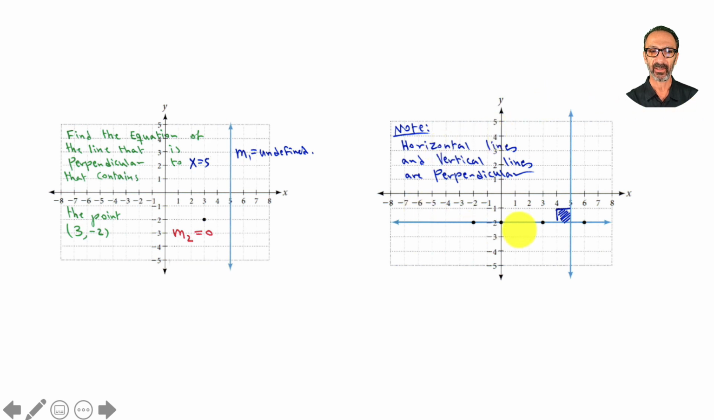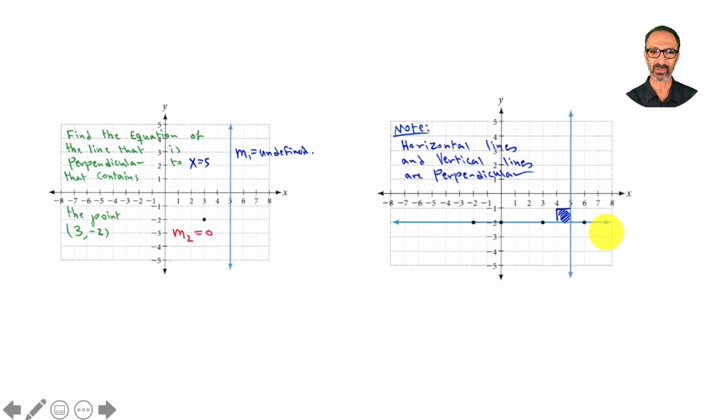A horizontal line and a vertical line are perpendicular. That's how it works, like the x-axis and the y-axis. So if you're going through this point, negative 3 and negative 2, right there, all you need to do is make the line right here, not up or down below, and connect it to go through the vertical line as a horizontal line, and that should do it. Now if you want the slope, the slope for the vertical line is undefined, the slope for the horizontal line is 0.